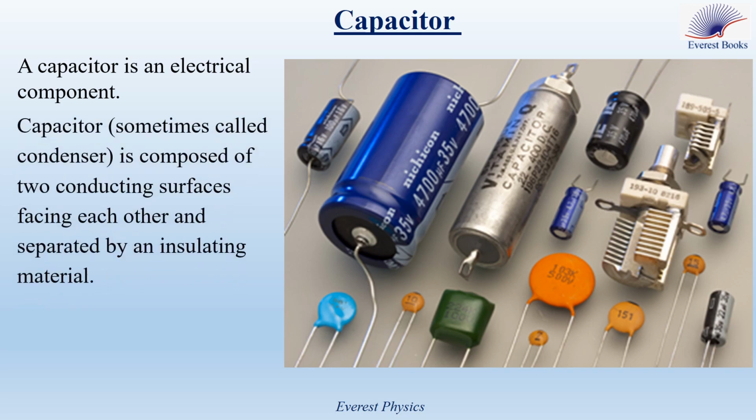A capacitor, sometimes called a condenser, is composed of two conducting surfaces or plates facing each other and separated by an insulating material. The insulating material between the plates or the surfaces is a dielectric, such as dry air, rubber, mica, plastic, ceramic, etc. This figure shows some forms and styles of capacitors. In a circuit diagram, this figure represents the symbol of the capacitor.